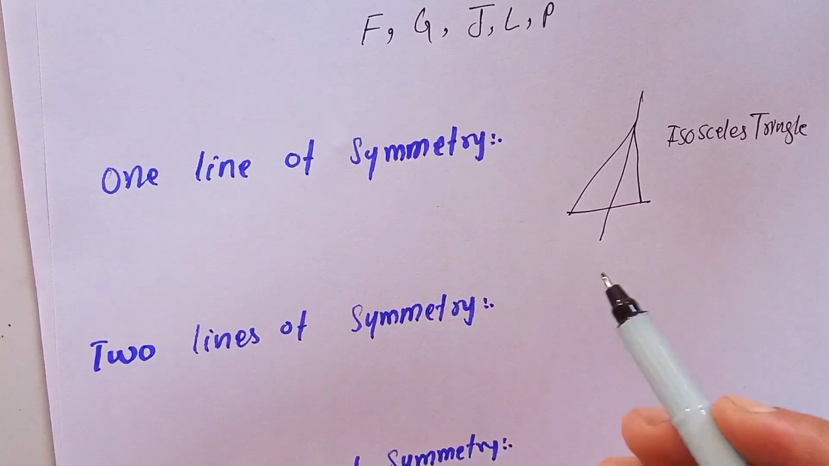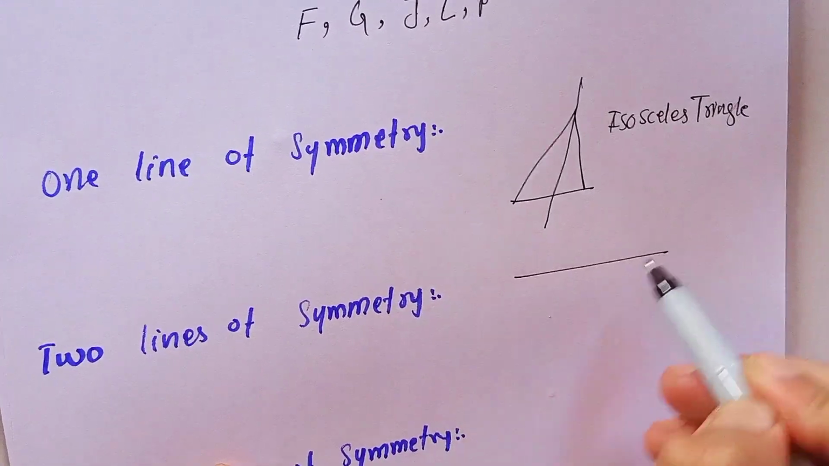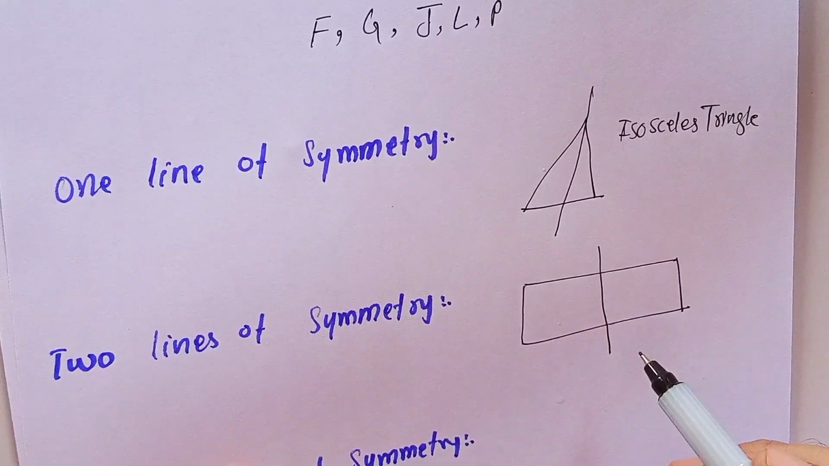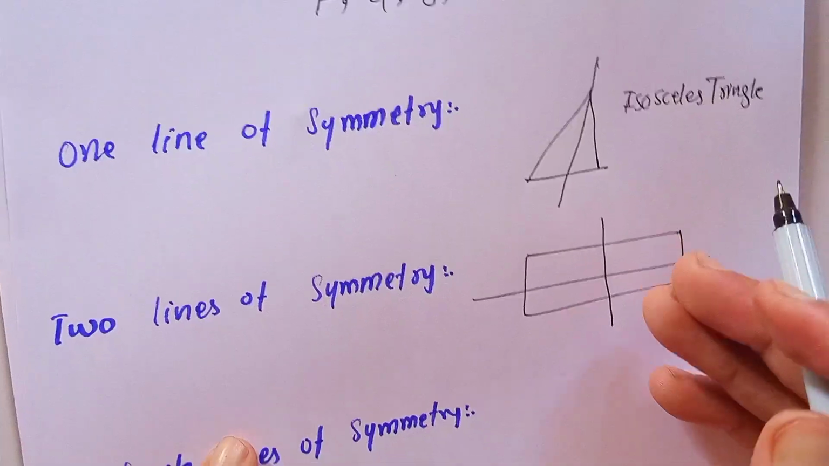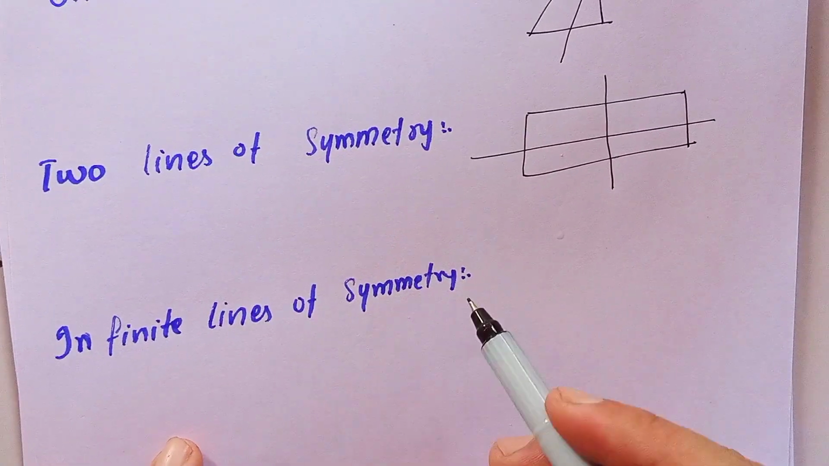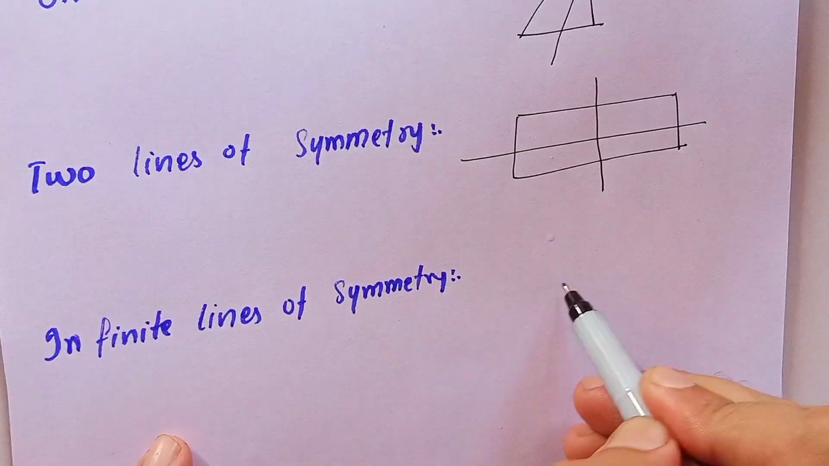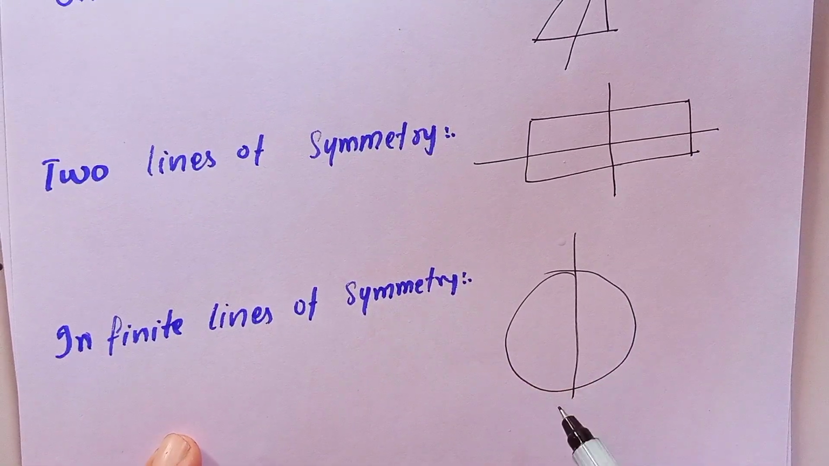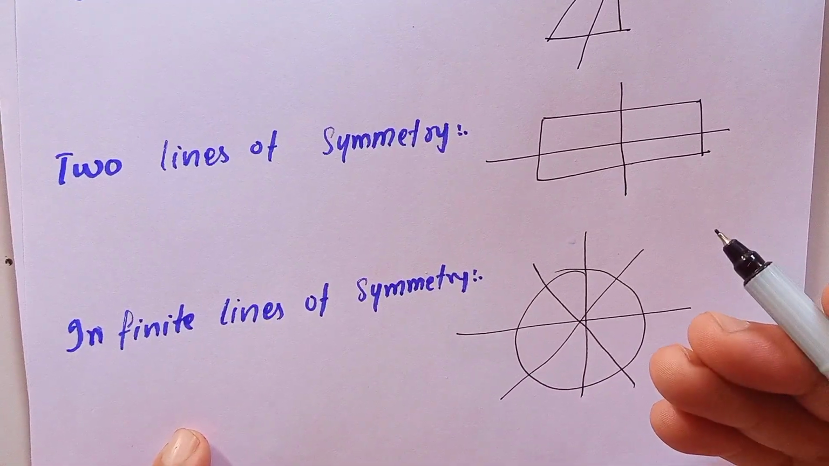Two lines of symmetry. There are some objects that have two lines of symmetry. For example, this is a rectangle and it has two lines of symmetry. It can be divided vertically and it can be divided horizontally. So there are two lines of symmetry. Infinite lines of symmetry. A circle has infinite lines of symmetry. For example, this is a circle and it can be divided vertically, it can be divided horizontally. A circle has infinite lines of symmetry.